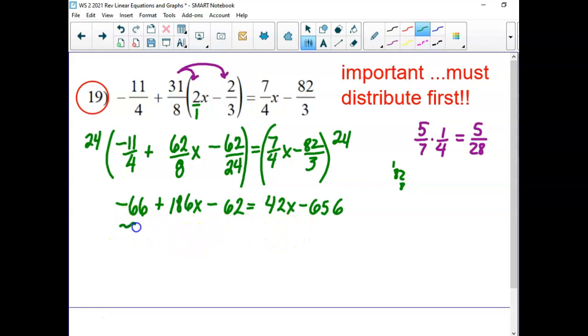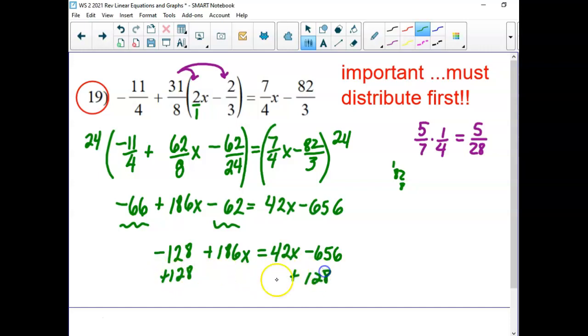Okay, now let's see. Over here, I'm going to combine these and get negative 128. Right, because negative 66 minus 62 more. I think I got that right. Let's see. I think I'll get rid of this first this time. Again, just do the order that you want to do it in. Whoops, I lost 42x. And we'll see if we come up with the same answer at the end.